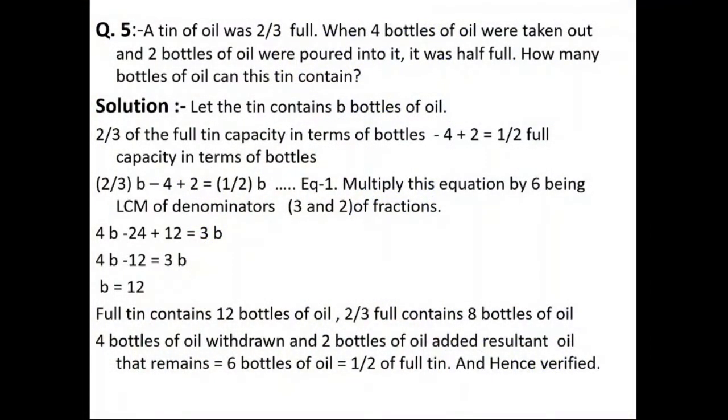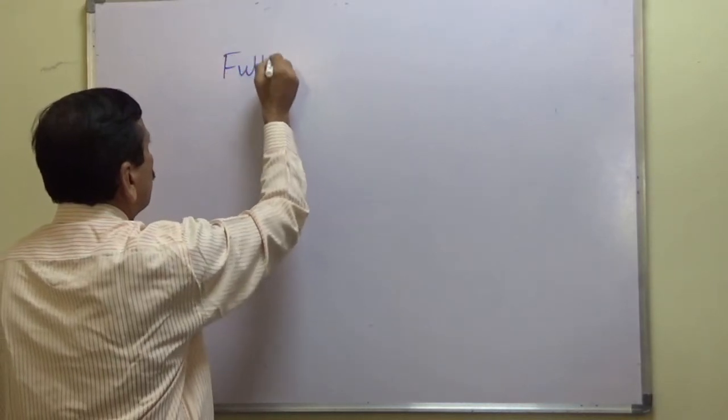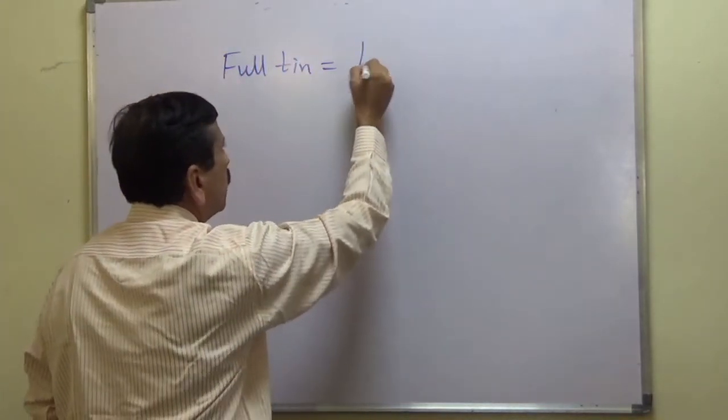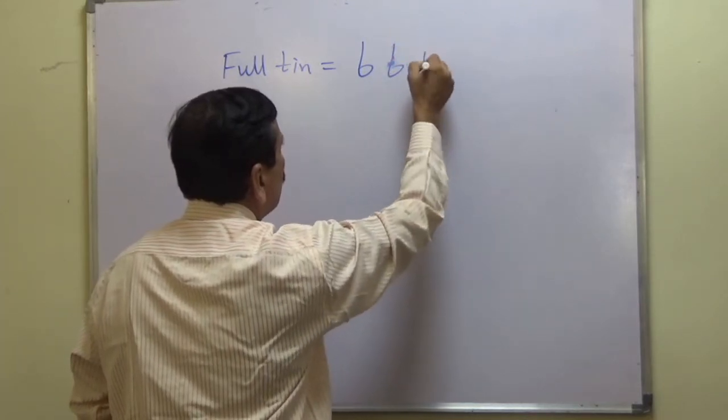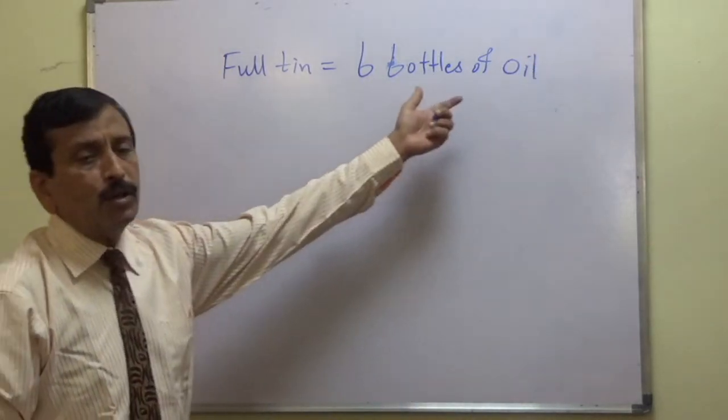The last example of today's illustration. A tin of oil was 2/3 full. When 4 bottles of oil were taken out and 2 bottles of oil were poured into it, it was half full. Let's see how we go about it carefully. Now I can put the volume of the tin in terms of liters, or in terms of number of bottles. Full tin is equal to, let B bottles of oil.